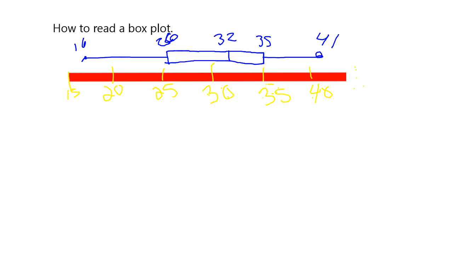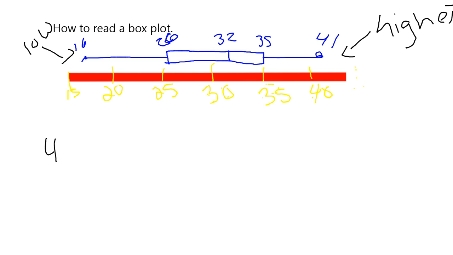16, in this case, is the lowest number of the data set. 41 is the highest. If we wanted to find the range, we could by taking 41 minus 16. My range is 25.